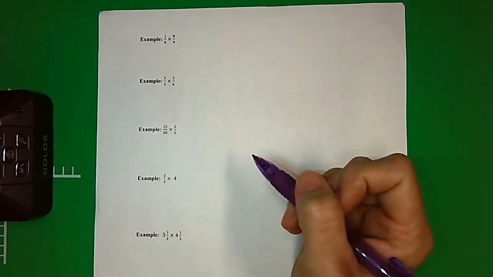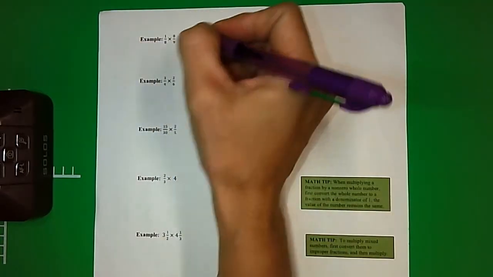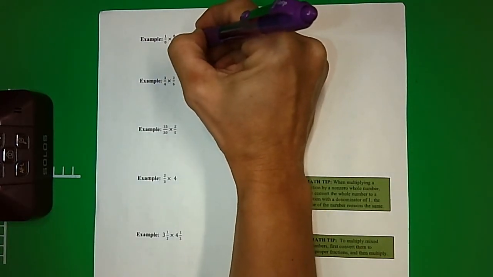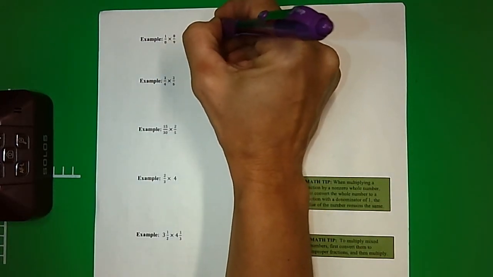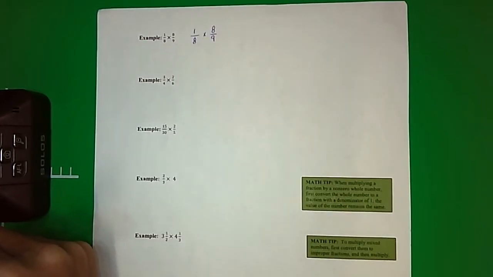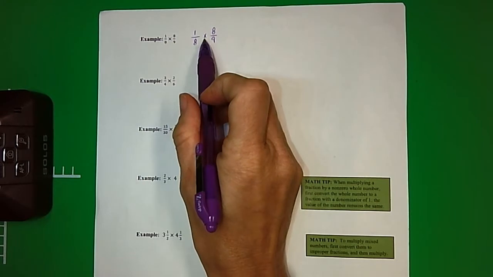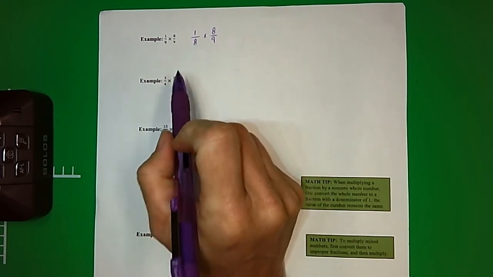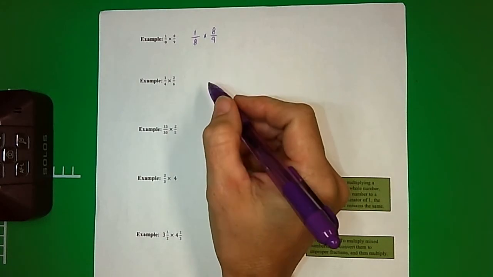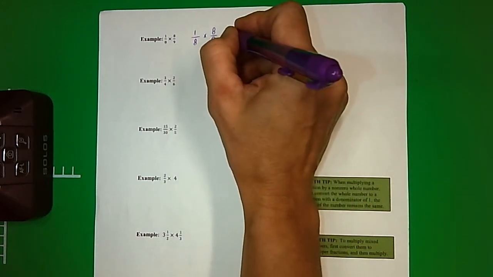So, multiplication of fractions. Let me rewrite this one just in case this example is kind of blurry for you. I got 1/8 times 8/9. Whenever we multiply fractions, sometimes you see an X in its place, or a dot, or parentheses around them. There are many different ways to write multiplication of fractions.